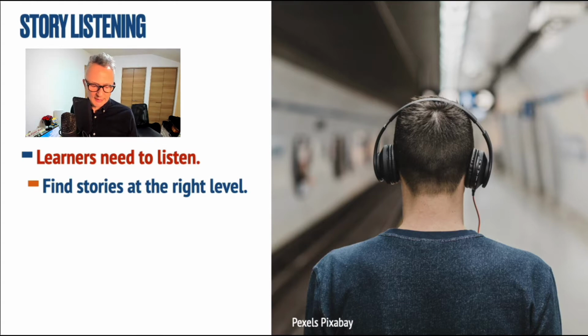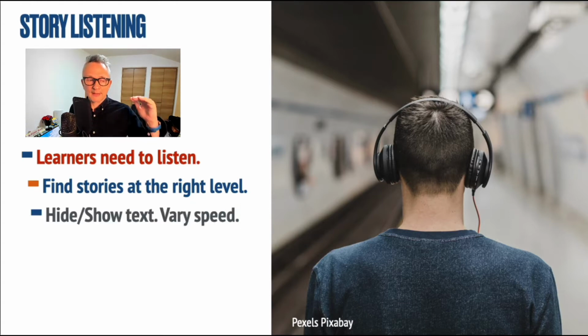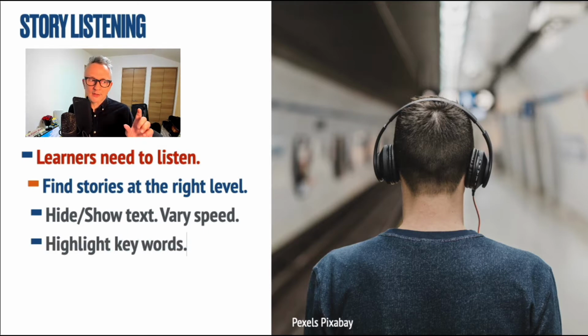Using stories is ideal. But as students listen, we can hide the text, show the text, vary the speed, start slow, do it again a little bit faster, do it a third time, even faster. We can highlight some keywords, but not too much, because we want to focus on the message, the story, not so much the language. So we highlight the keywords that help the students understand.